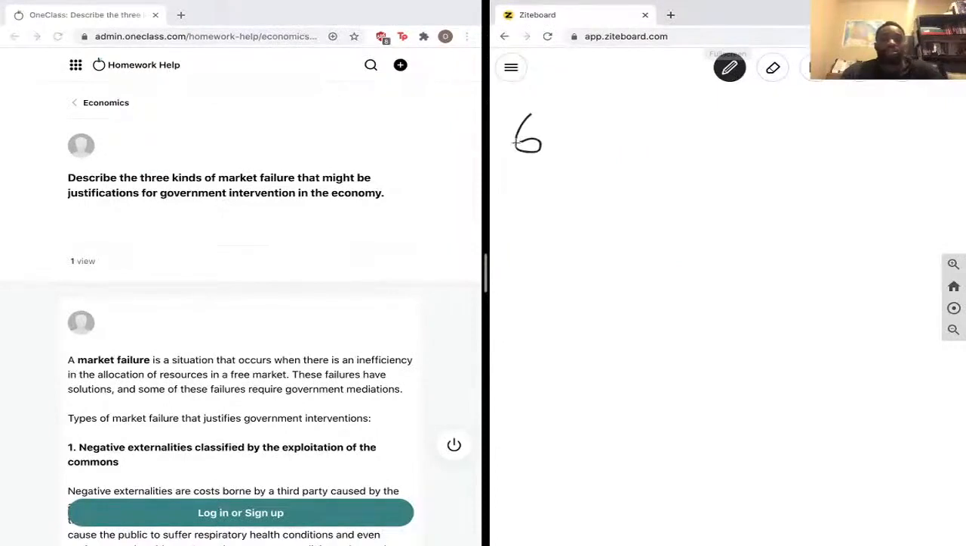Question number 6. Question number 6 says, describe 3 kinds of market failure that might be justifications for government intervention in the economy.